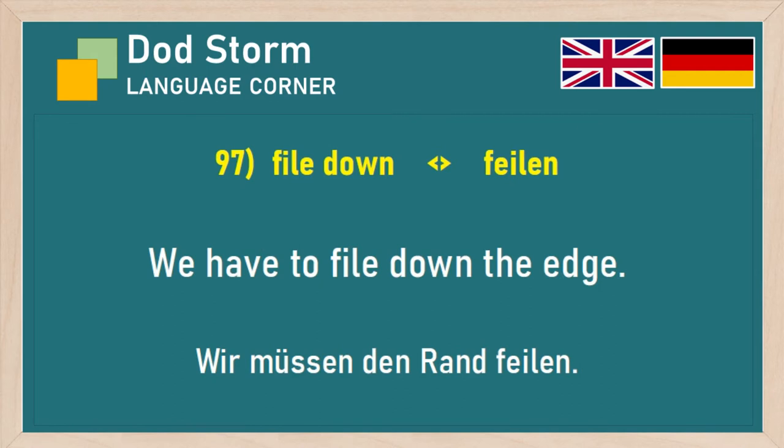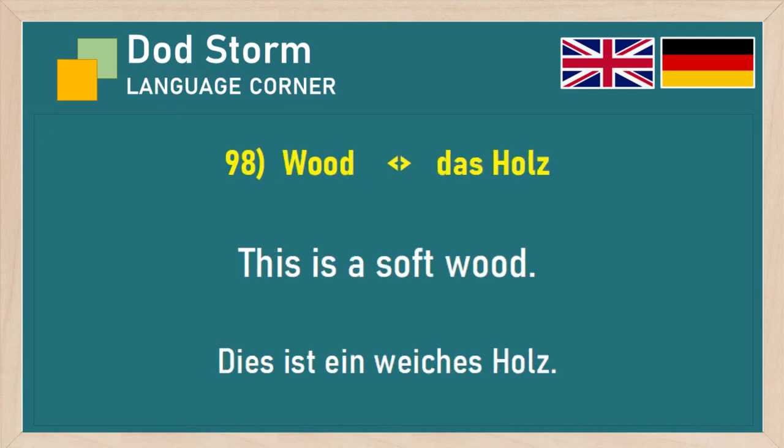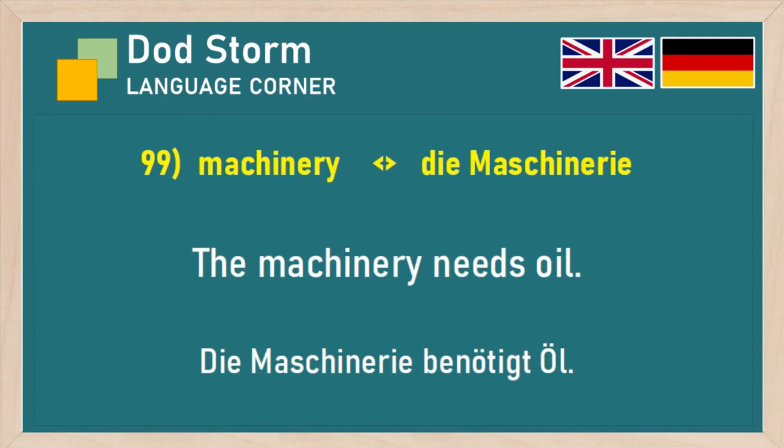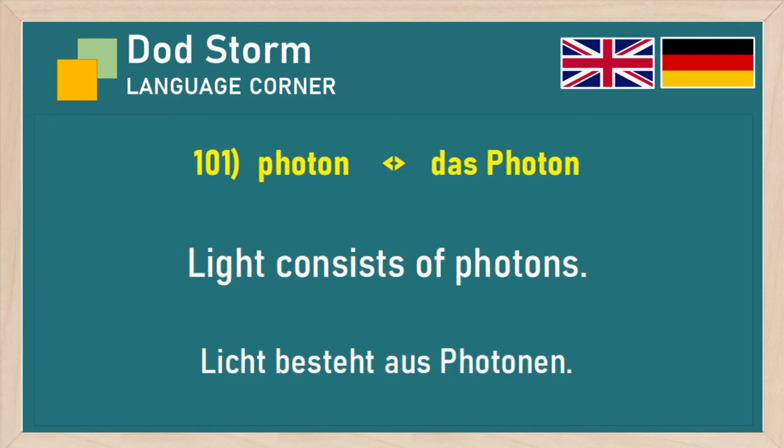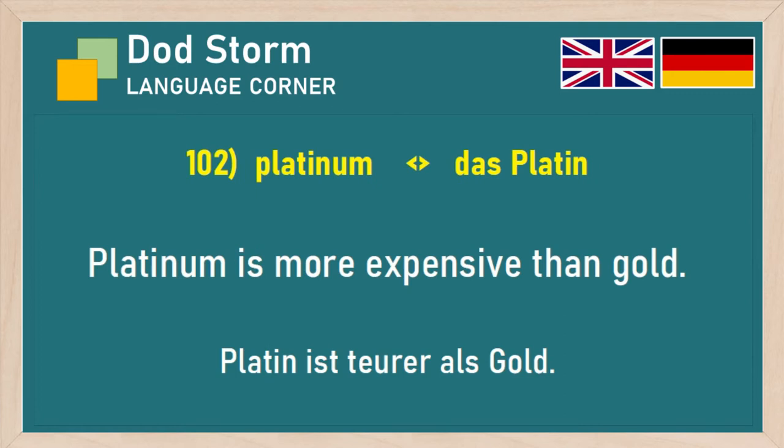We have to file down the edge. This is a soft wood. The machinery needs oil. This password is too short. Light consists of photons. Platinum is more expensive than gold.